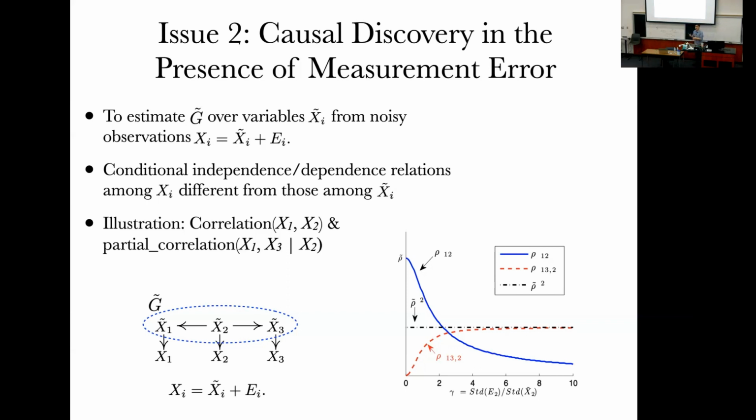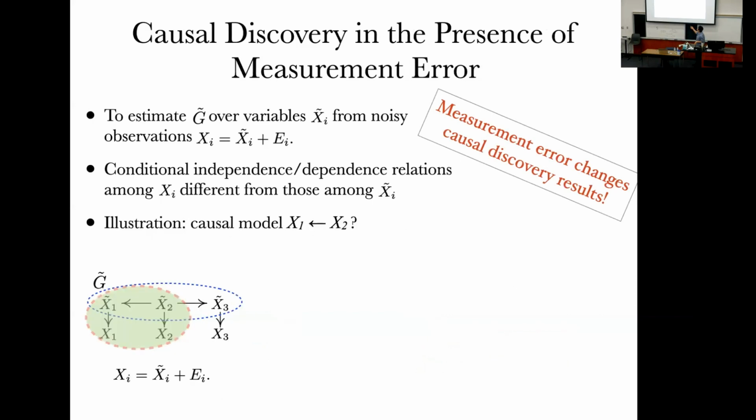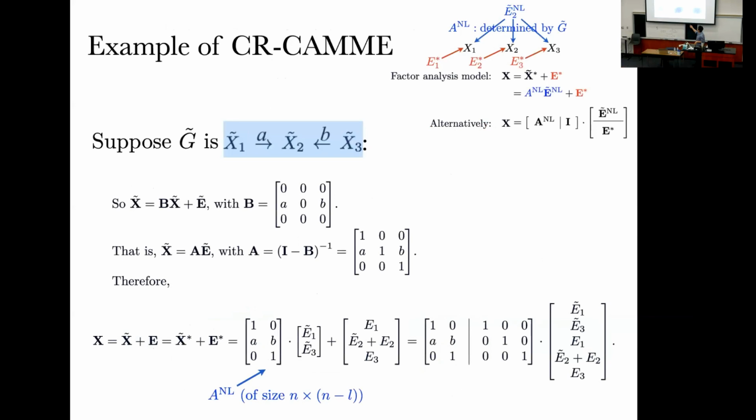Okay, how can we solve the problem? Now we can see with the conditional independence based method, we have to do some correction, right? You can see some kind of heuristic way to do so. I will come back to this one in a minute.